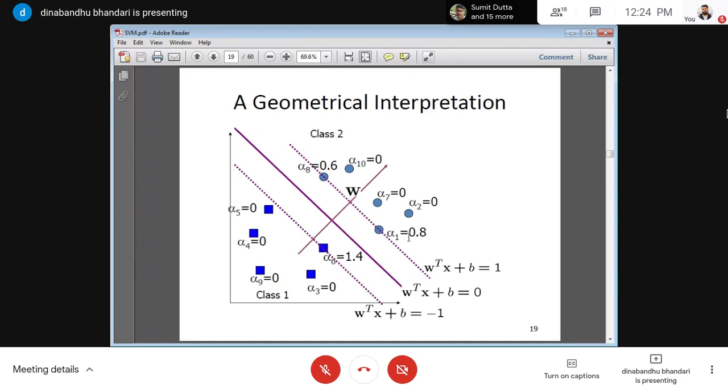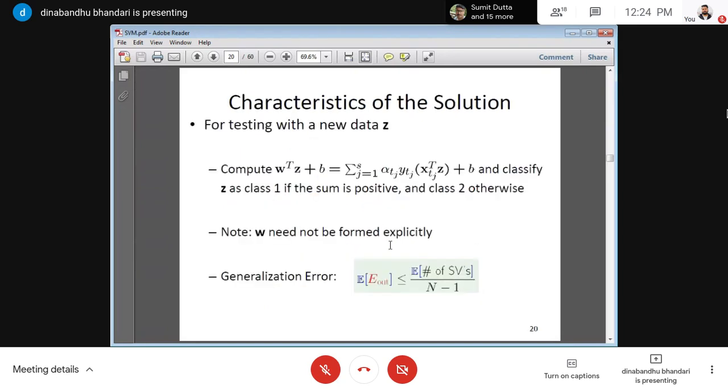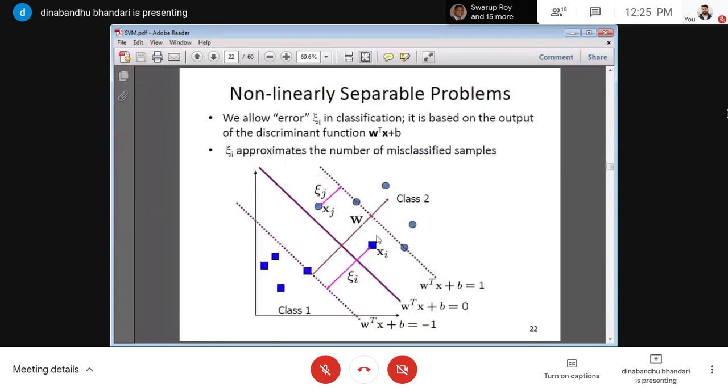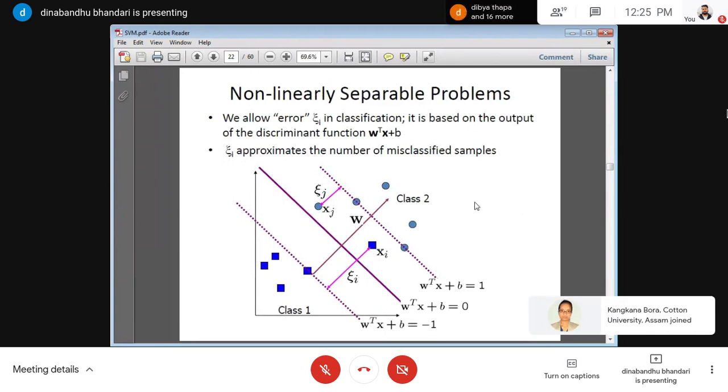And there are some examples in the presentation. You can have a look and see quadratic programming. Different references are there. You can look at it later. Okay. Now already 12:30. Let me go very fast about this non-linearly separable problem.